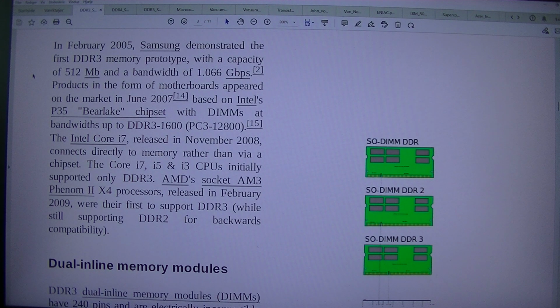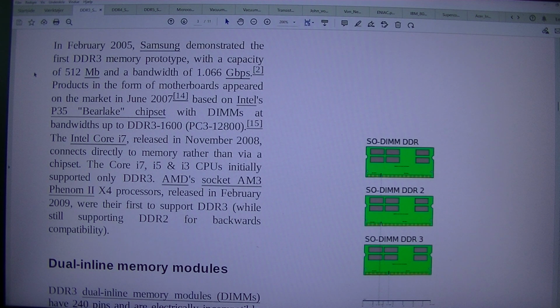The Core i7, i5 and i3 CPUs initially supported only DDR3. AMD's Socket AM3 Phenom II X4 processors, released in February 2009, were their first to support DDR3, while still supporting DDR2 for backwards compatibility. Dual inline memory modules.